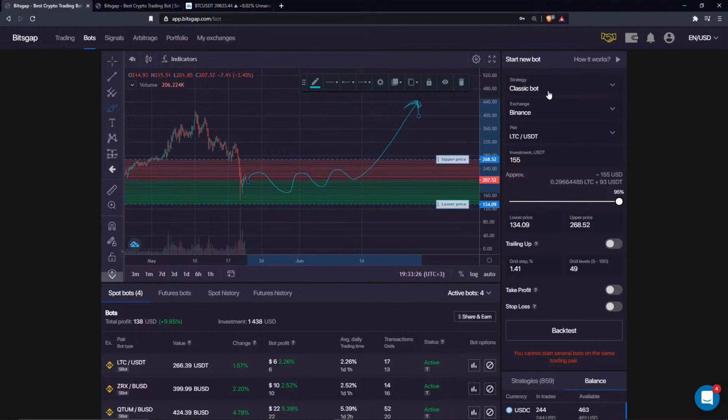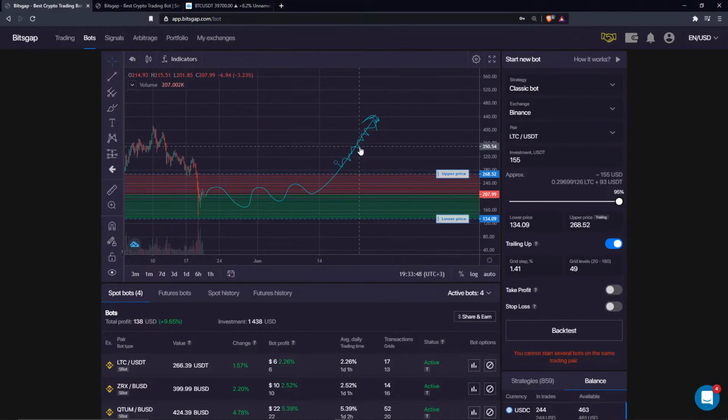Make sure that you also enable the trading up, because once the price breaks the upper price, you want the bot to continue the trading, right? You want the bot to trade even in this area as well. That's why trading up is a must if you want the bot to automatically follow the rally.